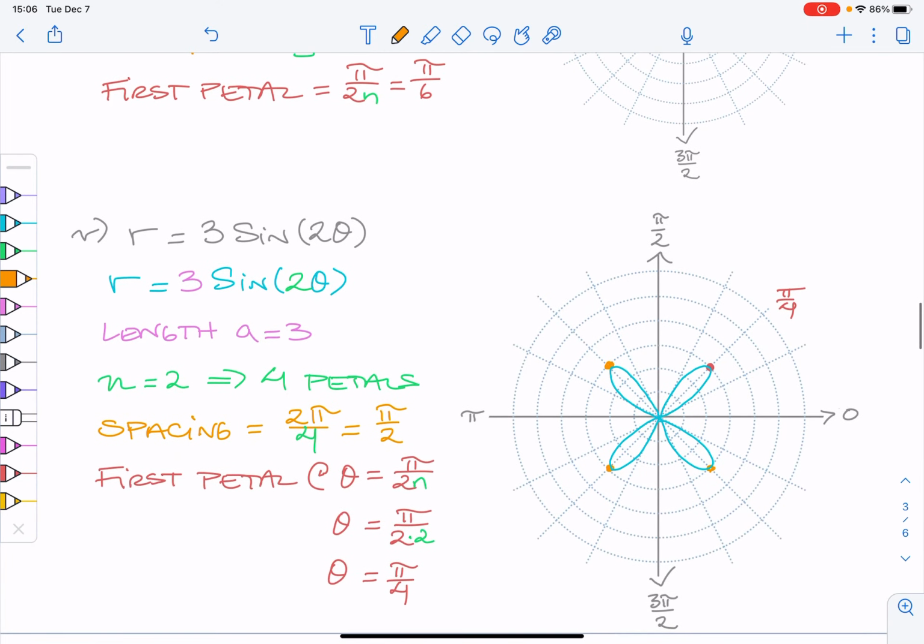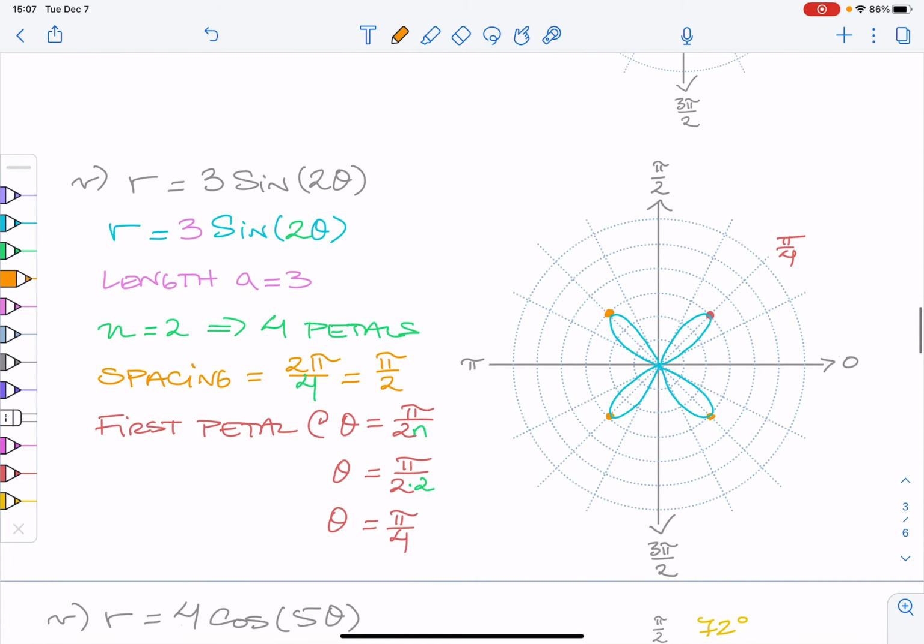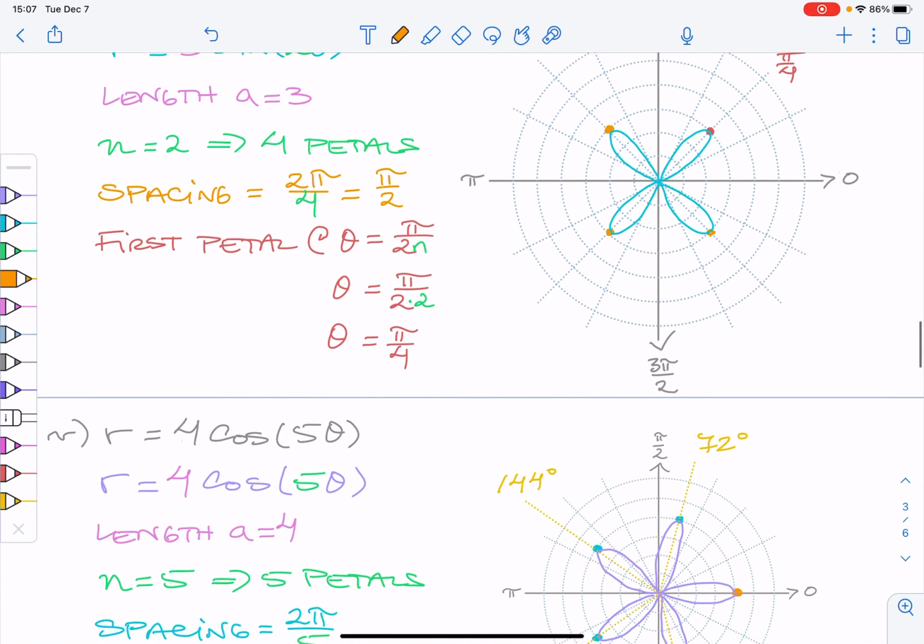Okay, so now we have r equals 3 sine of 2 theta, where the length now is 3, but n is 2, meaning it's divisible by 2, so we have 4 petals. We're going to space those 4 petals into the 2 pi radians evenly, so every 90 degrees. And the first petal, being at pi over 2n, will be at pi over 2 times 2, which is pi over 4. So here's my first petal. And every 90 degrees, I have another petal. And there we go. We connect the dots with a nice, lovely daisy-like shape.